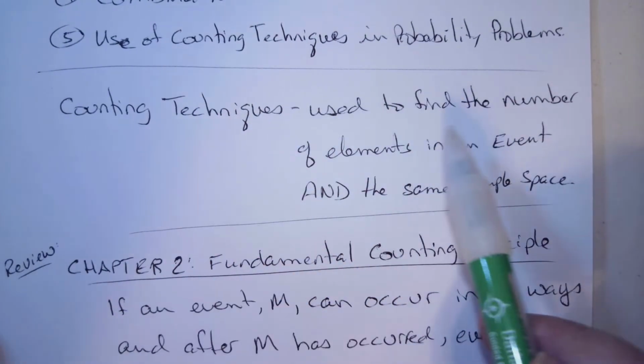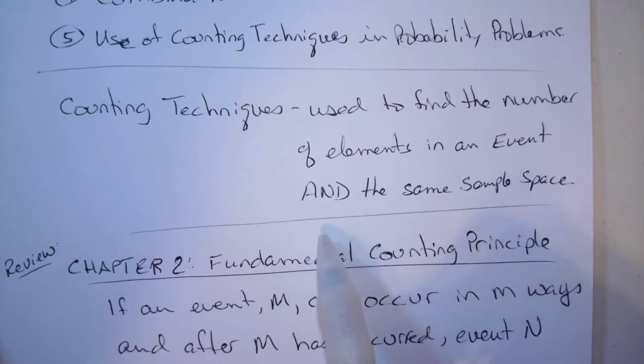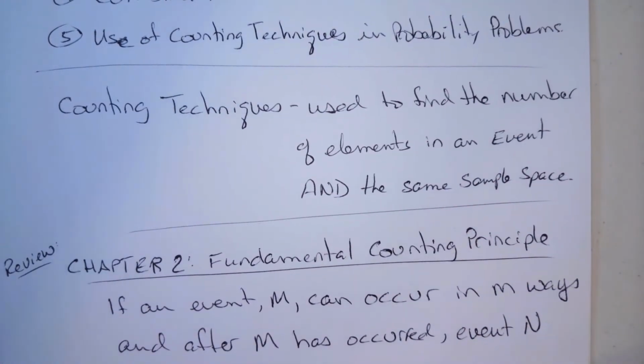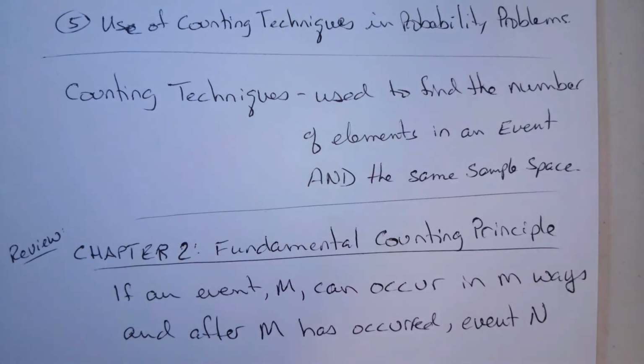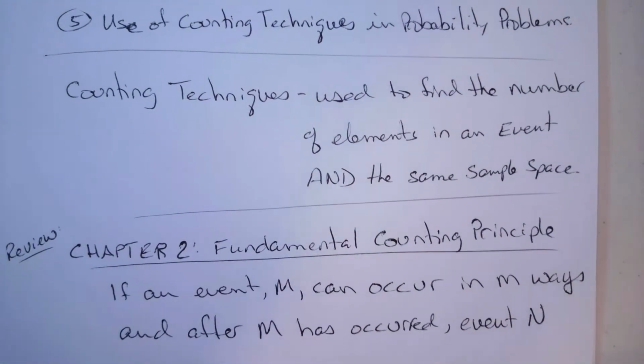Counting techniques are used to find the number of elements in an event and in the sample space. For the sample space of how many ways an event can occur, we know that flipping a coin gives heads and tails, one die gives 1 through 6, and two dice give 2 through 12. But what happens when we go from there? What if we have a group of 25 people and we have to pick a president, vice president, and treasurer? We can't do that with what we've done so far. Now we have to learn new ways of doing it.